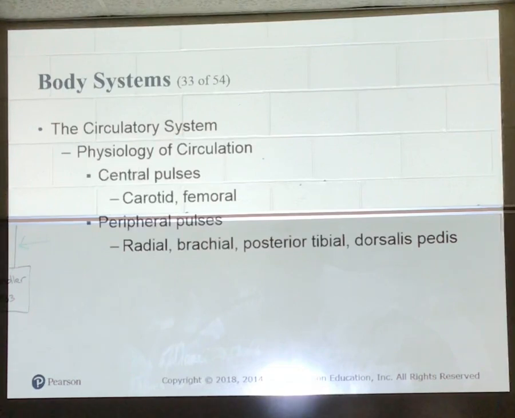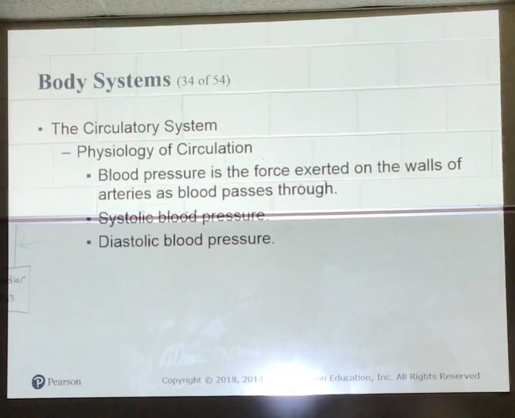The central pulses are the carotid and femoral pulse. They are located centrally on the body, closer to the heart. The peripheral pulses are the radial, brachial, posterior tibial, and dorsalis pedis. These are located on the periphery of the body, or further away from the heart.